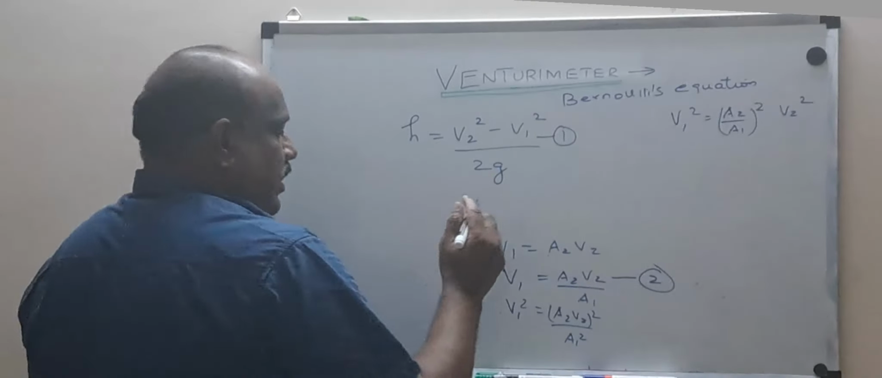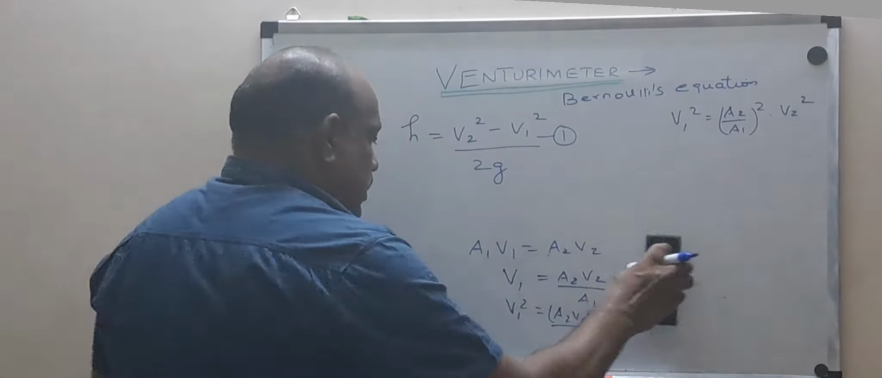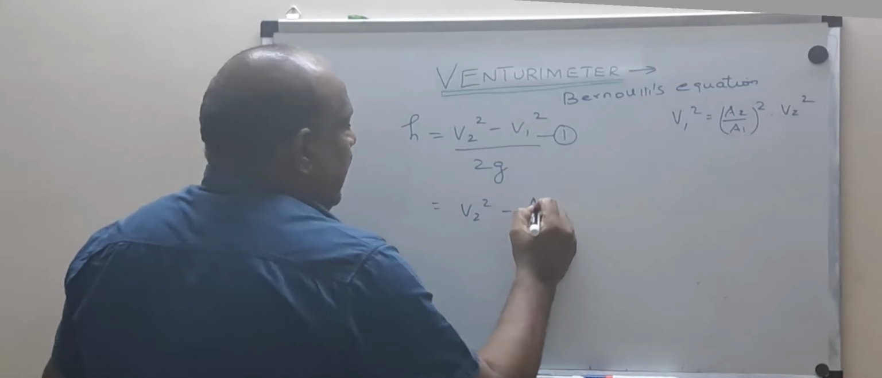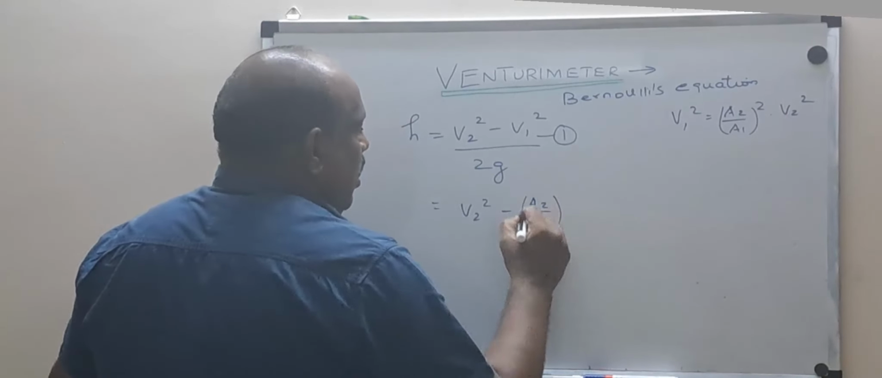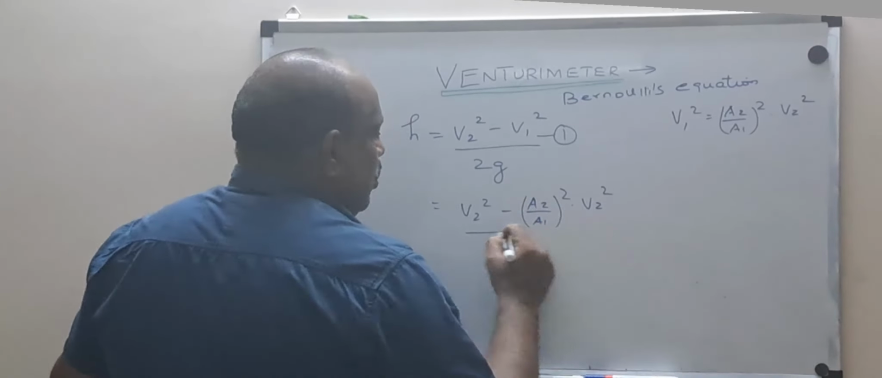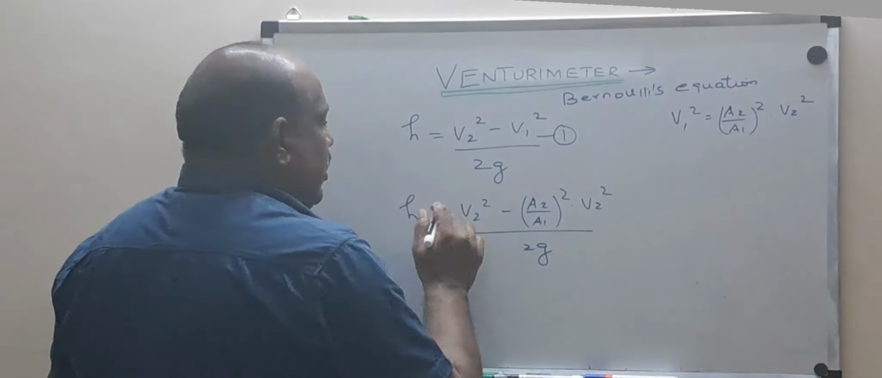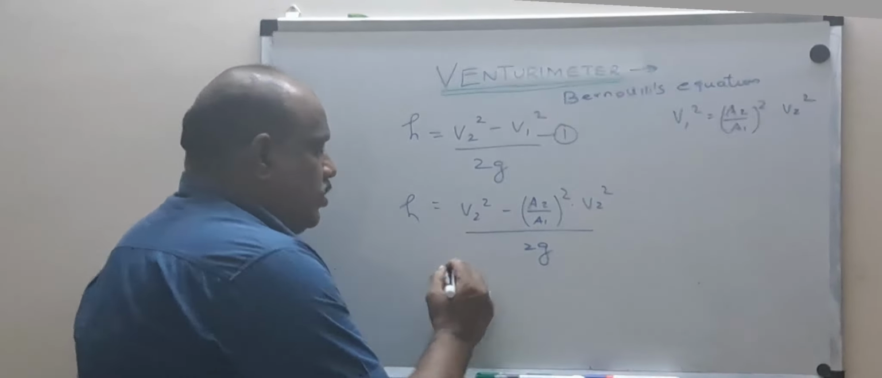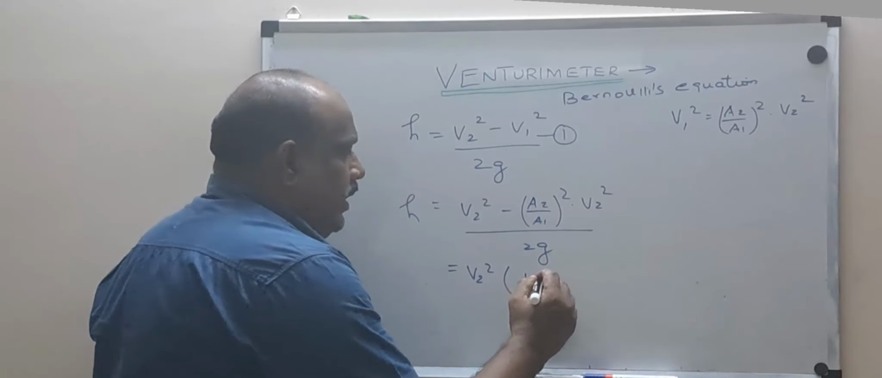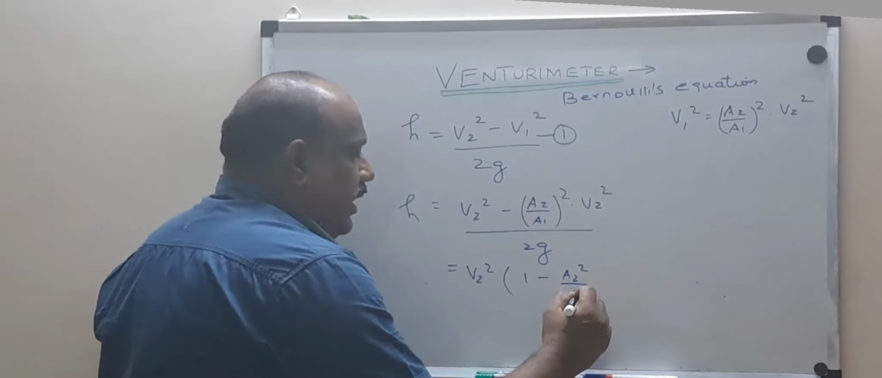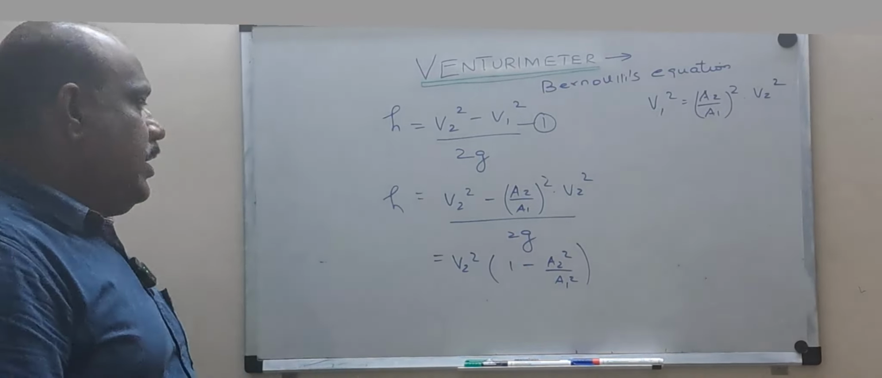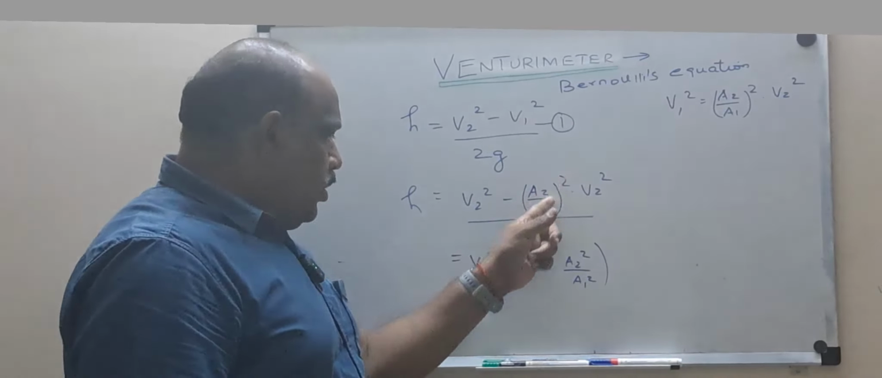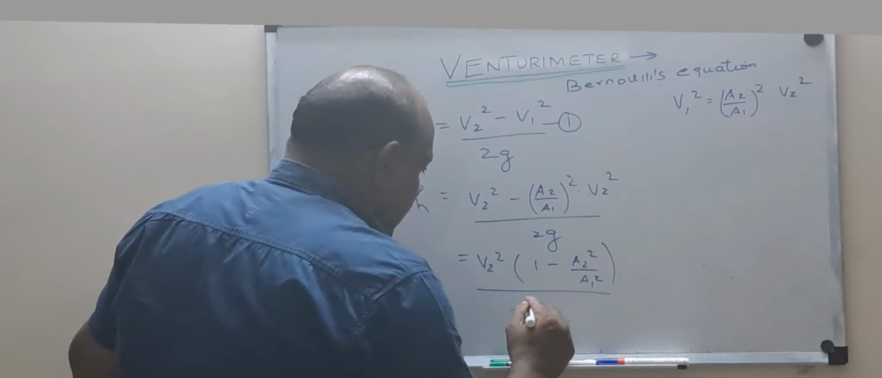So substituting for V1 squared here, it becomes V2 squared minus A2 by A1 whole squared into V2 squared by 2G. Now Tarni, which one we can take common in the numerator? V2 squared. So V2 squared will be equal to 1 minus A2 squared by A1 squared. Can I write like this? Yes, we will continue with this derivation. In these two terms in the numerator, we can take V2 squared as common. So it becomes V2 squared times 1 minus A2 squared by A1 squared, by 2G.